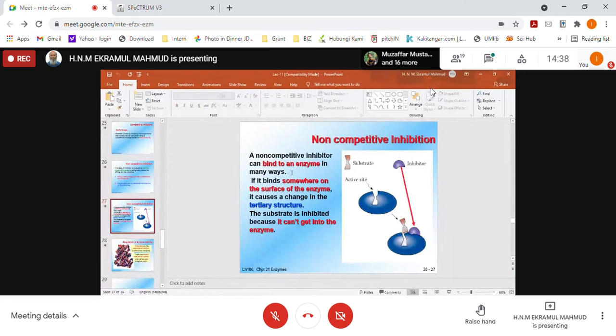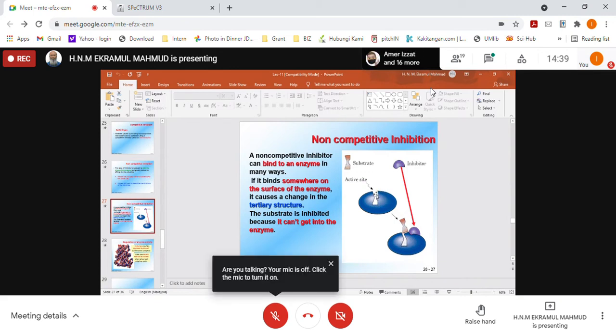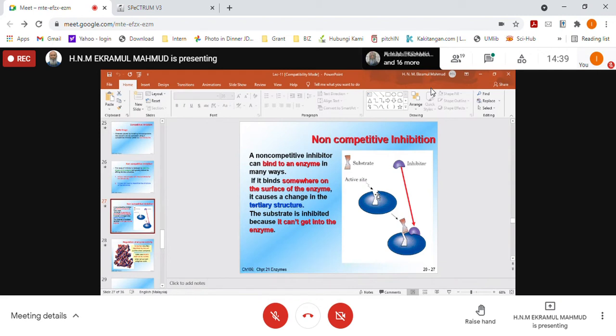So non-competitive inhibition can be done with this inhibitor. The molecule will come and hit this, and we will change the structure of this enzyme. So a non-competitive inhibitor can bind to an enzyme in many ways. If it binds somewhere on the surface of the enzyme, it causes a change in the tertiary structure. If something is embedded here, this shape will be different, changed. Suppose if we hit it like this, this will be destroyed. The structure will be changed. So the active site will no more be good for this substrate to fit.